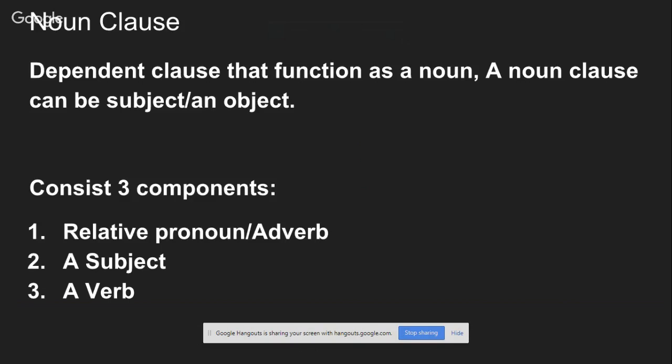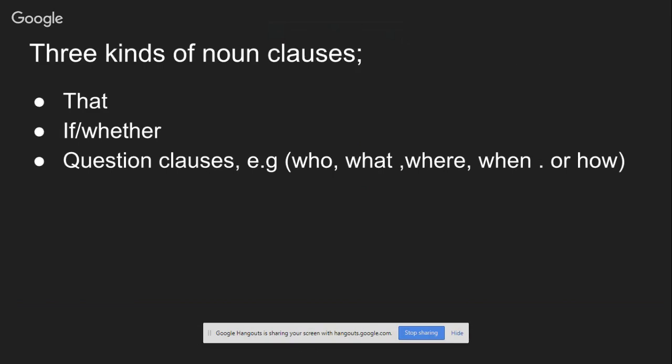And the last one is a verb. You need a verb there. So, three kinds of noun clauses. What are those? That, if or whether, and question clauses, for example who, what, when, where, or how. These are like markers for noun clauses. So that, if or whether, or who, what, where, when, or how, you can find them in a noun clause, or you can use them as your marker.